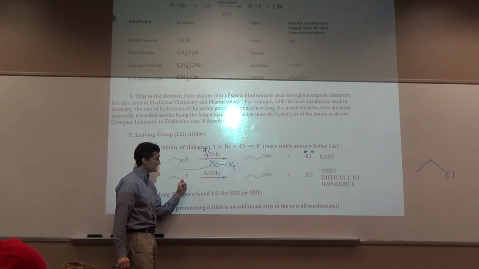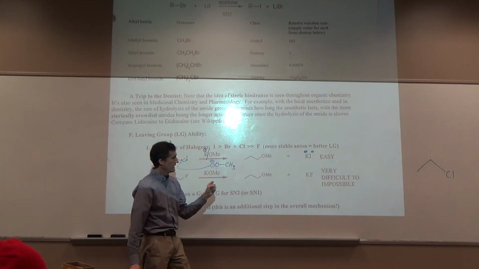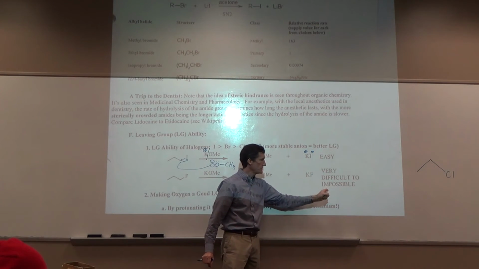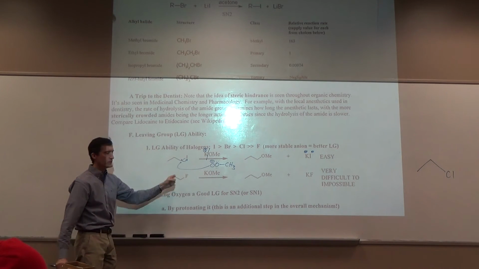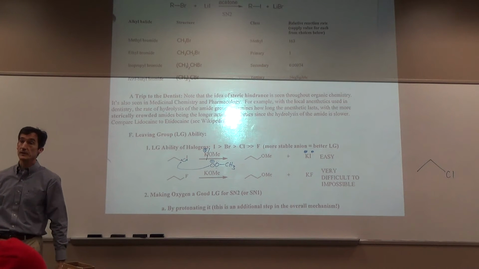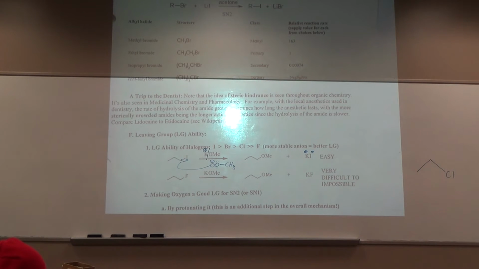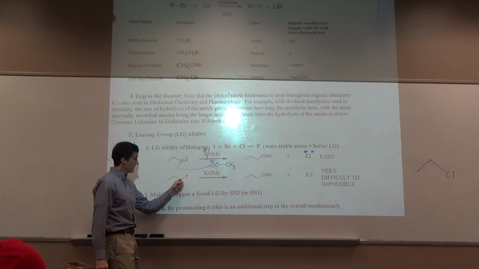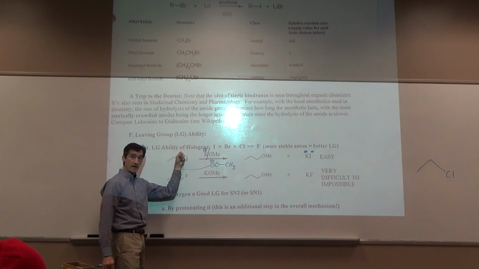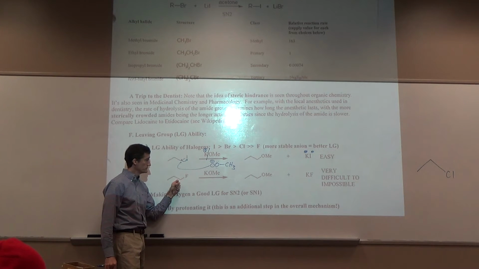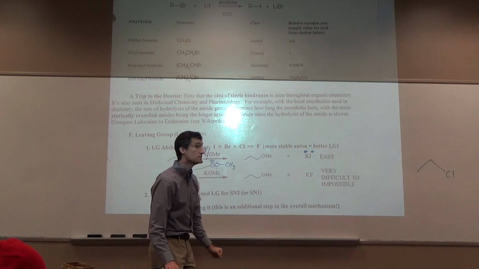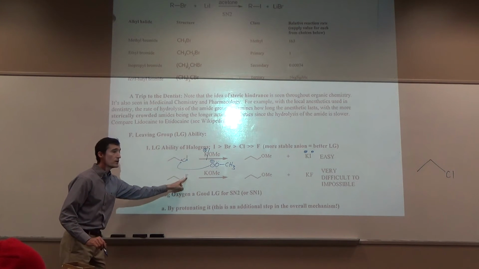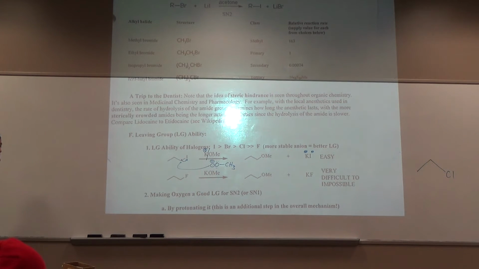You try to do this with this guy, it's going to be very difficult to impossible. But there's going to be an easy substitution reaction. That's because fluorine is a bad leaving group, not a good leaving group. Again, why is the C-F bond much stronger than that one? The electrons are closer to the nucleus. That makes the bond stronger.